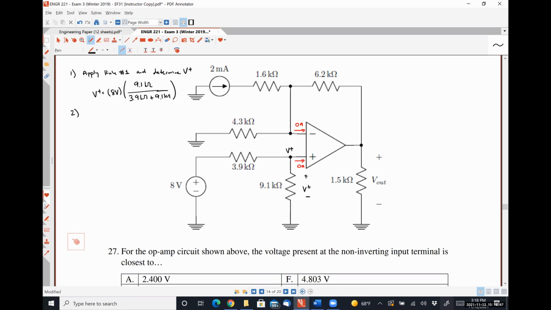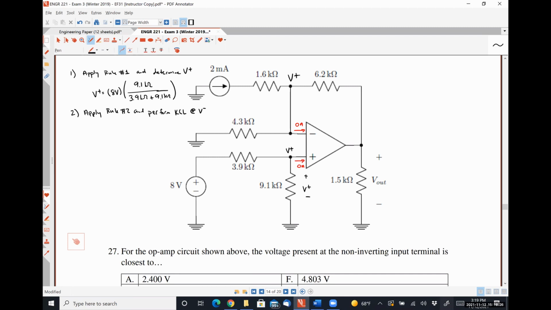Step number 2 says that we apply rule number 2 and perform KCL at our inverting input terminal. So that means that this voltage right here is also V plus, because rule number 2 says that there is no potential difference across the op-amp's input terminals, which means whatever we found to be V plus is the exact same thing as the voltage V minus, the voltage present at the inverting input terminal.